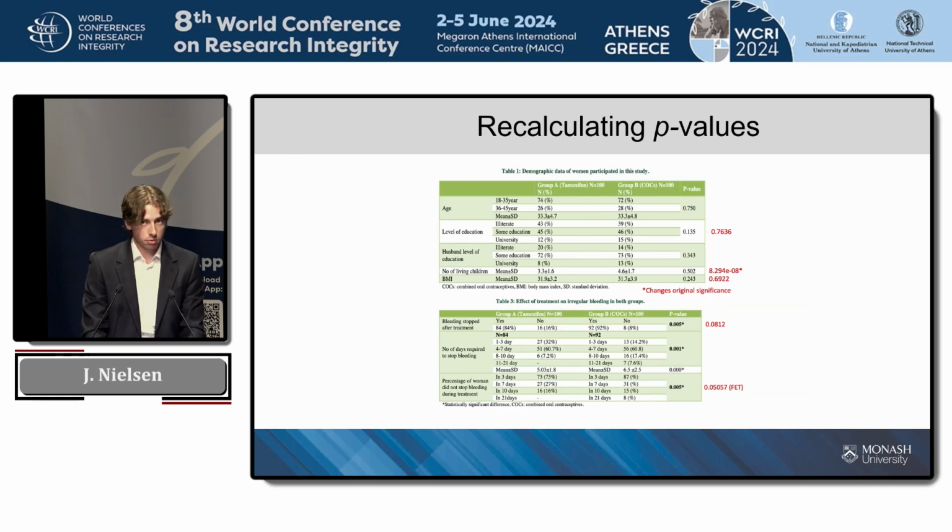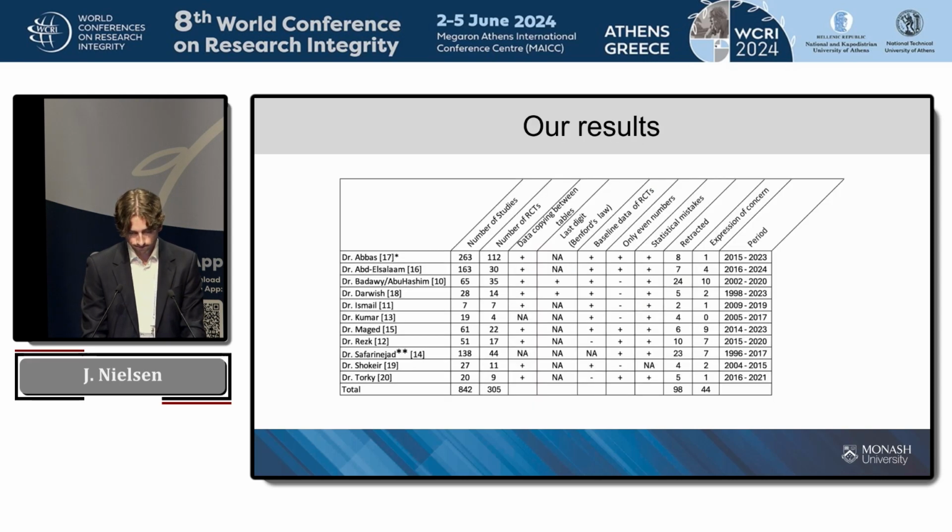Using the table that you saw before, we also recalculate p-values. Incorrect p-values are, again, not necessarily an indicator of misconduct, but they are certainly an indicator of poor methodology, poor data analysis, and can indicate further problems. If, for instance, as you can see there highlighted, they change the statistical significance of the results, that's something that needs to be corrected at very least.